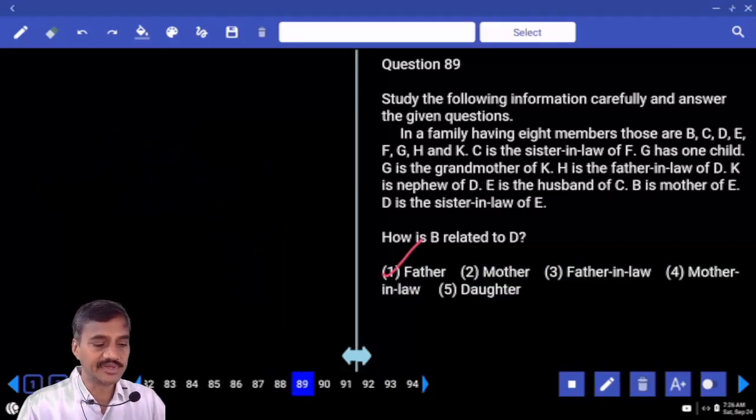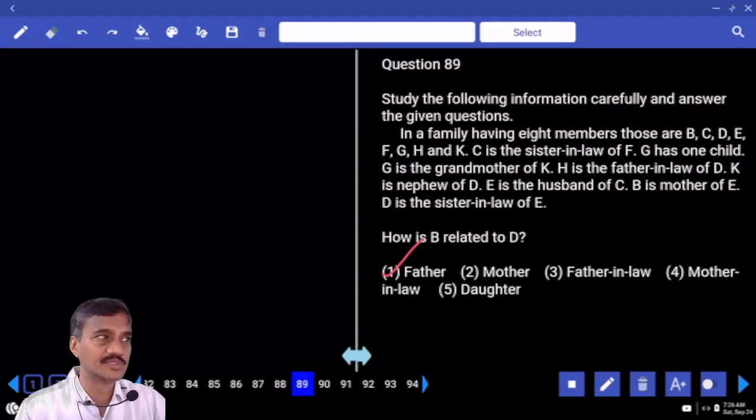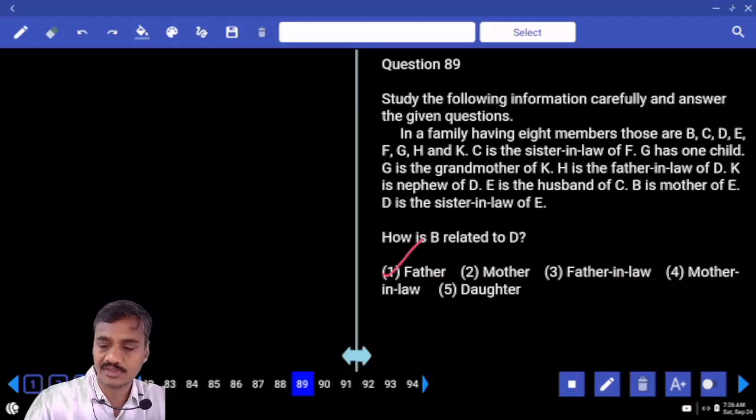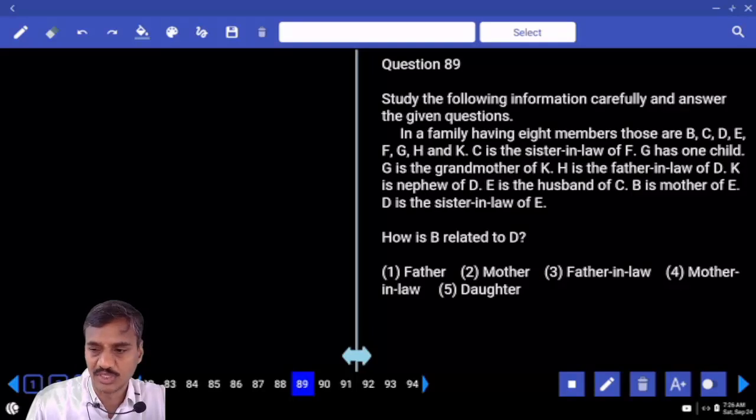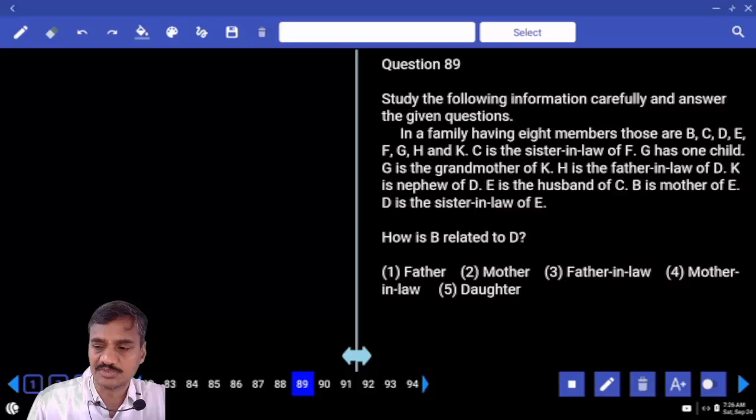Then 89 onwards, we must share blood relations. Now in a family having how many persons? 8 members. Now B, C, D, E, F, G, H, K. C is the sister-in-law of F and G has only one child. G is the grandmother of K. H is the father-in-law of D. K is the nephew. E is the husband. B is the mother of E and so on.